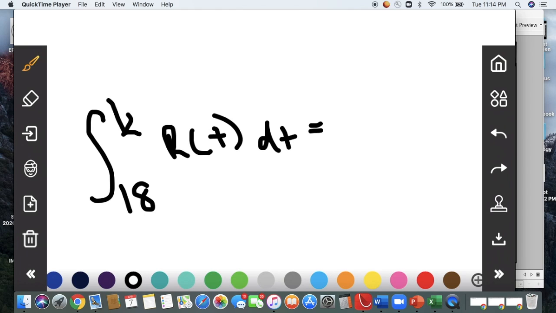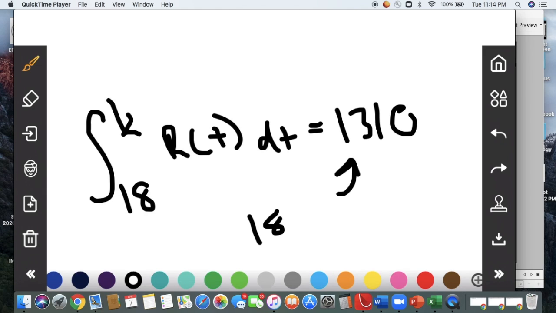equals the 1310, which we said was how much would be in the tank after 18 hours. Remember? So 18 hours, we said that there was going to be 1,310 gallons. So this expression shows the time it'll take, or the final time it'll take to remove this 1,310 gallons. So this would be your expression. And that's it.